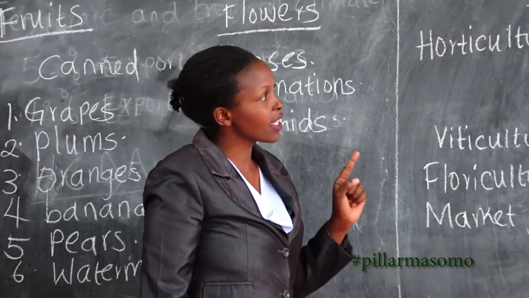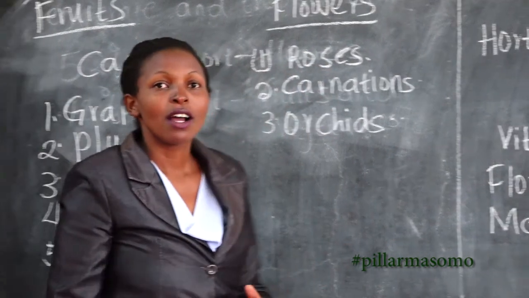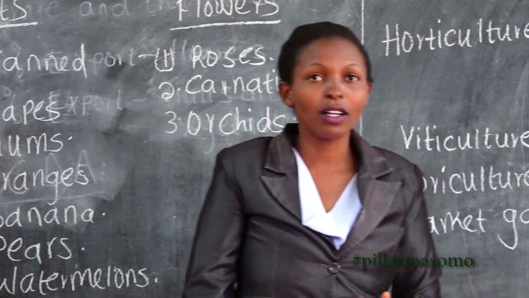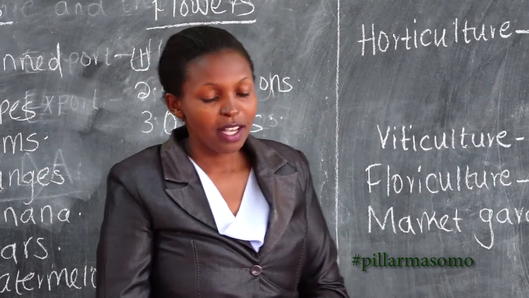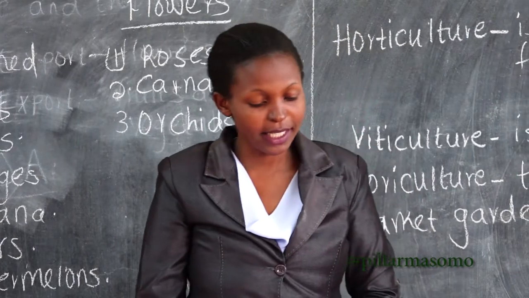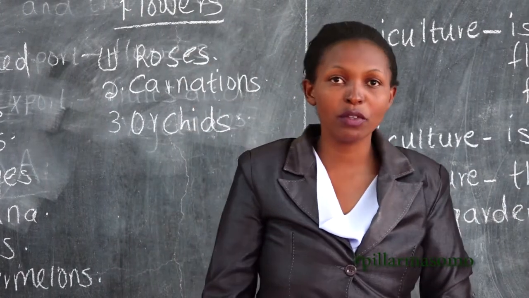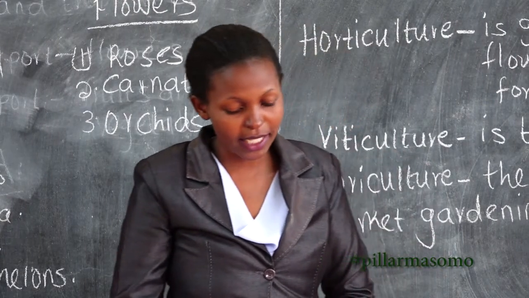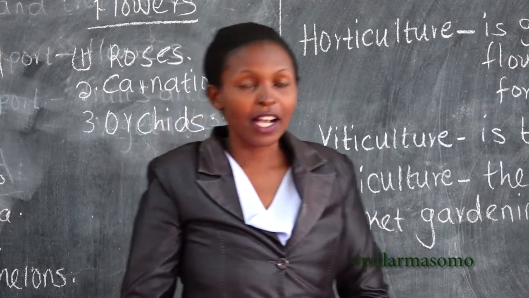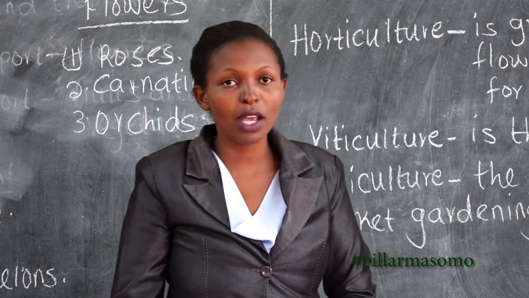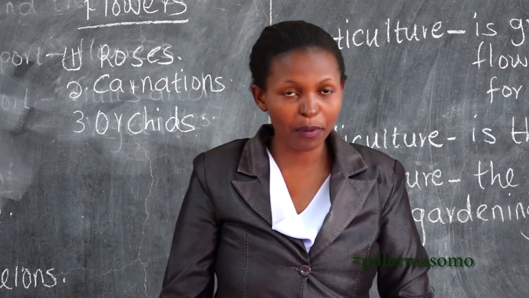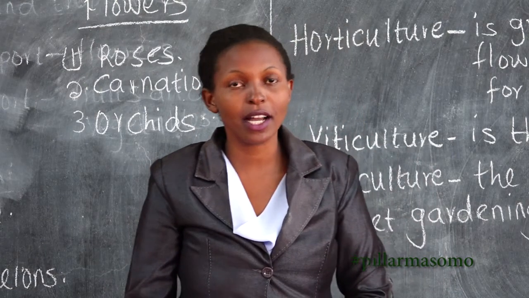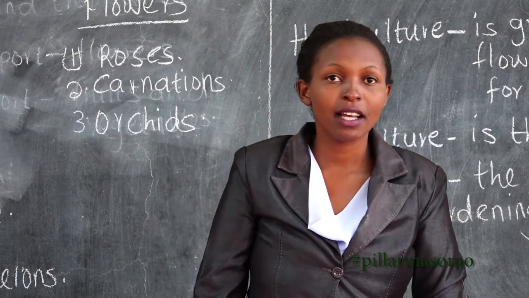And then we have discussed the percentage of horticulture that we export: we export flowers at the percentage of 52%, and also the vegetables and fruits we export at the percentage of 48%. Then also we have said the government is doing a lot of work to construct more cooperatives. And this one, we have talked about the Horticulture Crop Development Authority, HCDA.